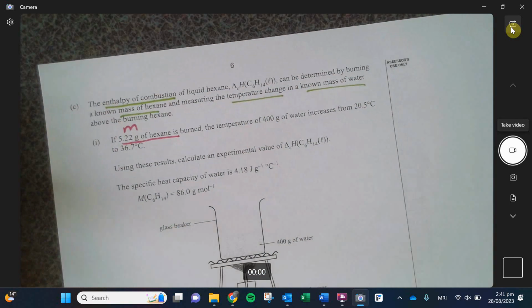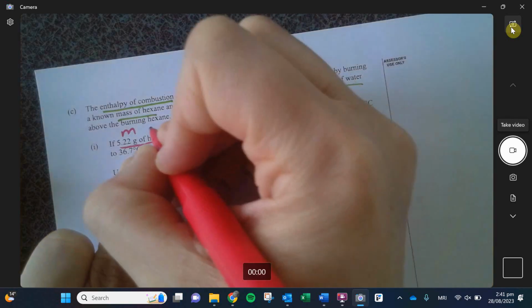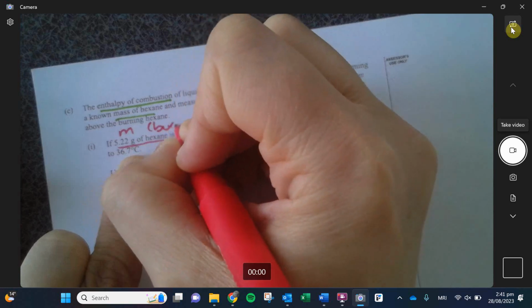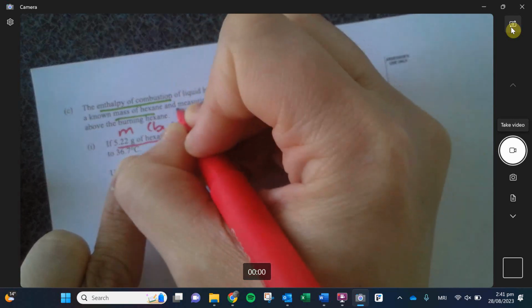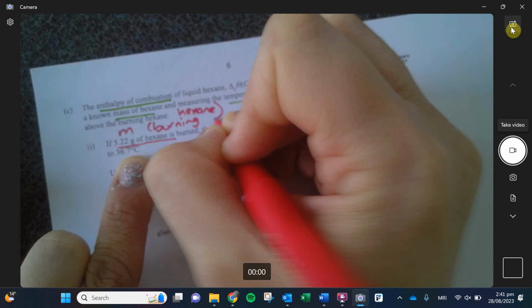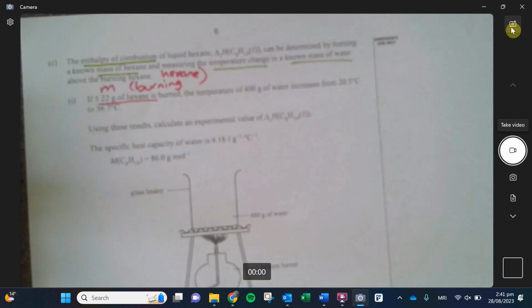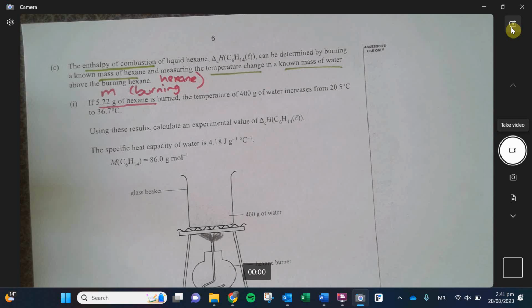I'm going to write m because that's an important thing. I like to go through and annotate everything that's questioned in the statement, so that way I know how to pull things. When we're talking about the mass, we're talking in this case of what is burning. So that's the hexane. What I have to keep in mind is that in this question, there are two different masses they give me, and I need to make sure I grab the right one.